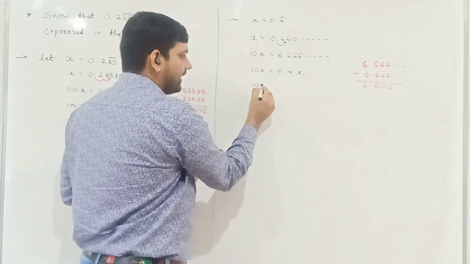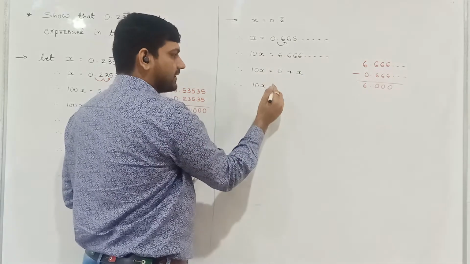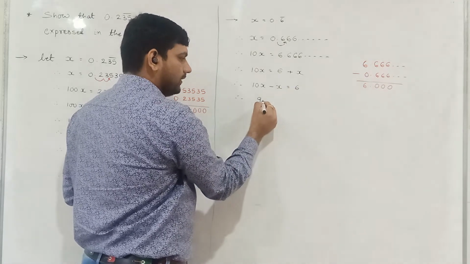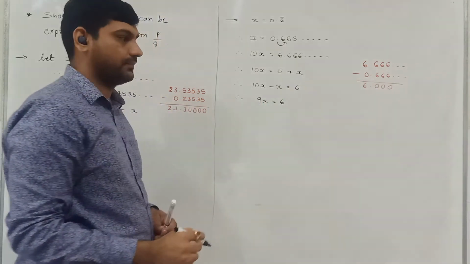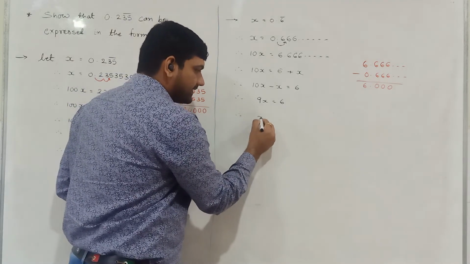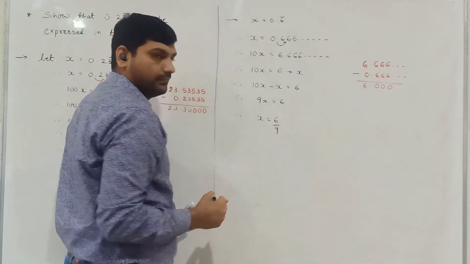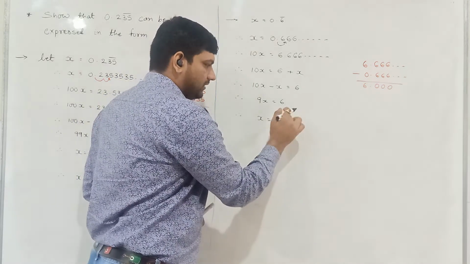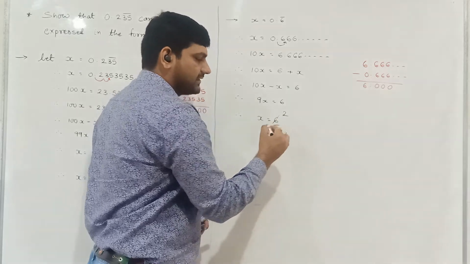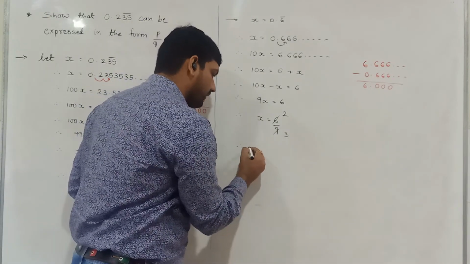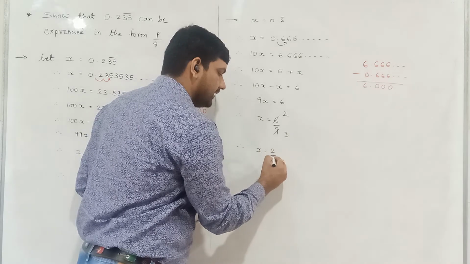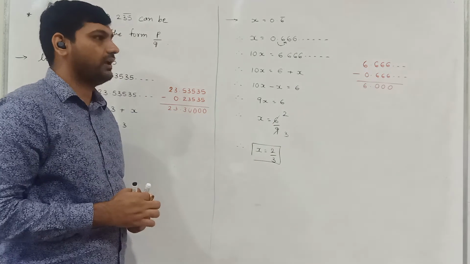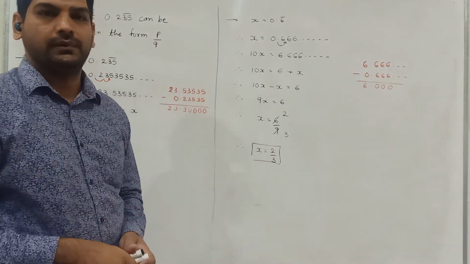Whatever we subtract, the value is x, which comes to the left side. That means 10x minus x is equal to 6. Therefore, 9x is equal to 6, and x is equal to 6 by 9. Again, 3 twos are 6 and 3 threes are 9. Therefore, the value of x is 2 by 3. That is actually our final p by q form. Thank you.